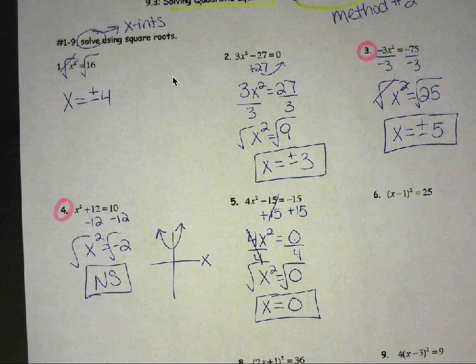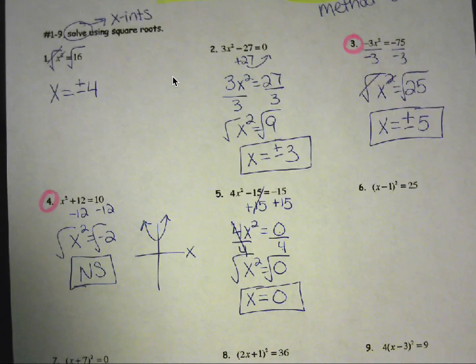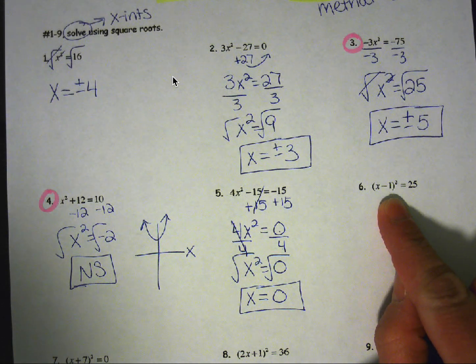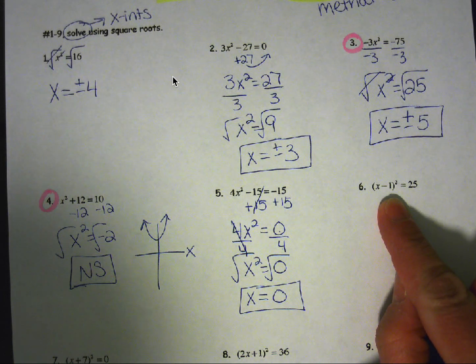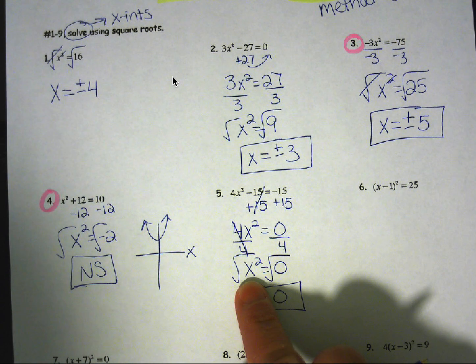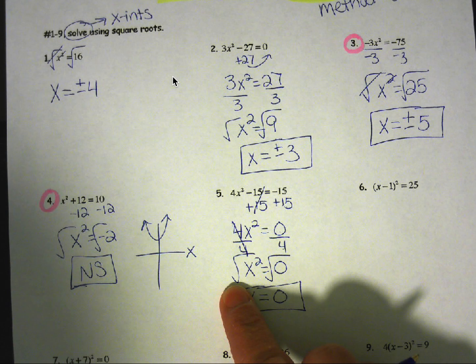So let's take a look at number 6. Now number 6, oh, this is kind of weird. I got a square here. So I'm a little confused. What am I supposed to do? Well, do you see over here how I worked to isolate the square term? And once I got it isolated, I just took the square root.